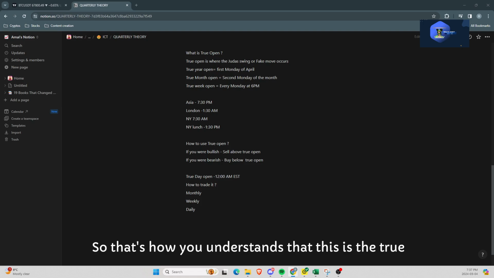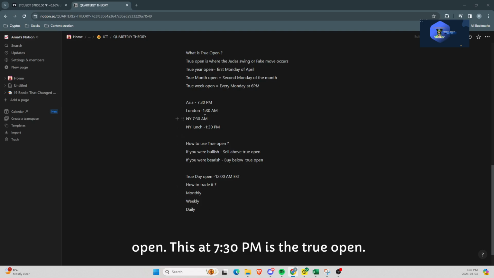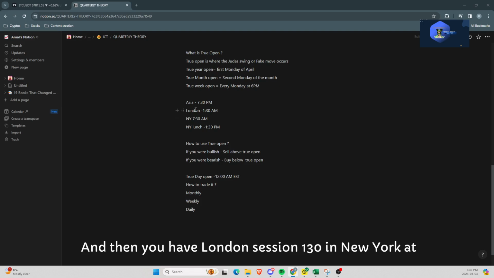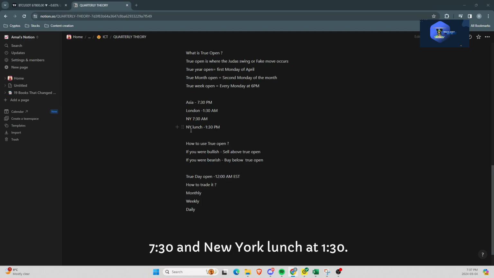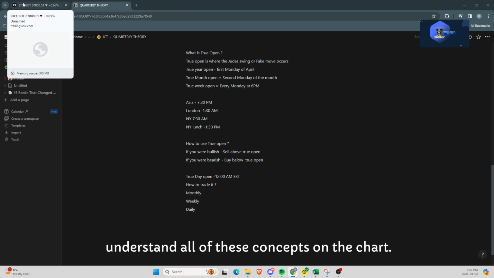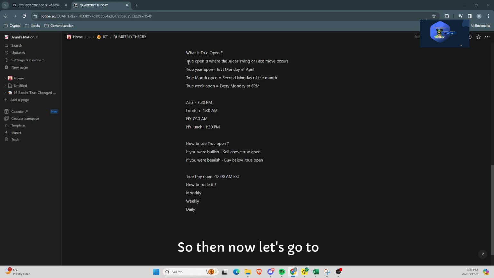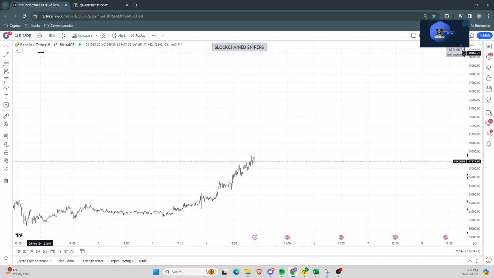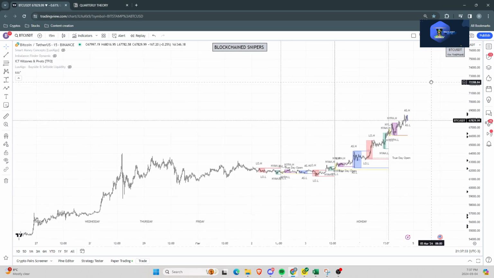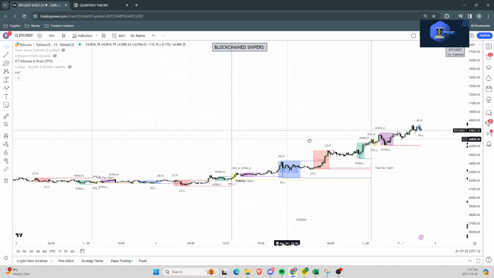So that's how you understand that this is the true open. This at 7:30 p.m. is the true open, and then you have London session at 1:30 and New York at 7:30 and New York lunch at 1:30. So now let's go to the chart and try to understand all these concepts on the chart. Let's put this indicator on so you can see the sessions clearly, right?